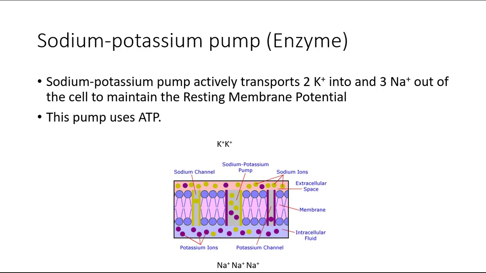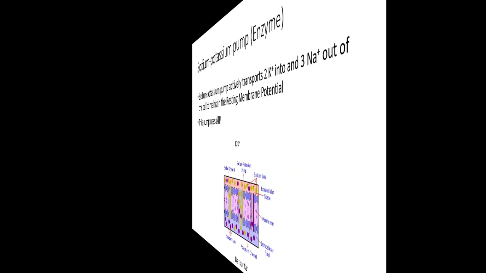Now at resting membrane potential, but with more sodium inside and more potassium outside, the sodium-potassium pump actively transports 2 potassium into and 3 sodium out of the cell to maintain the resting membrane potential.